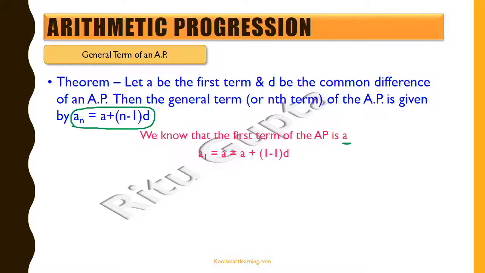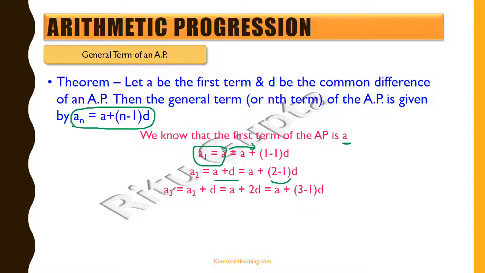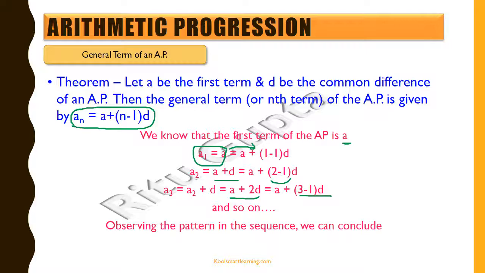So a1 is equal to a, and that is equal to a plus 1 minus 1 into d. It can be written like this. a2, we know, is a plus d, and we can write it as a plus 2 minus 1 into d. a3 is a2 plus d, which is a plus d plus d, so it becomes a plus 2d, and it can be written as a plus 3 minus 1 into d, and so on. So observing this pattern in the sequence, we can conclude that the nth term an is equal to a plus n minus 1 into d.